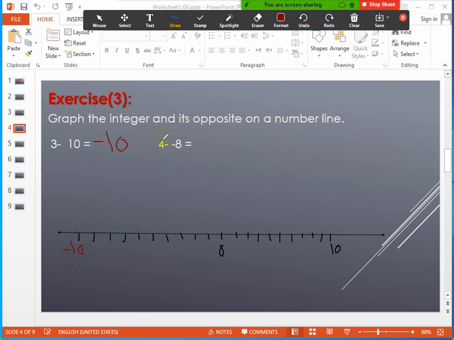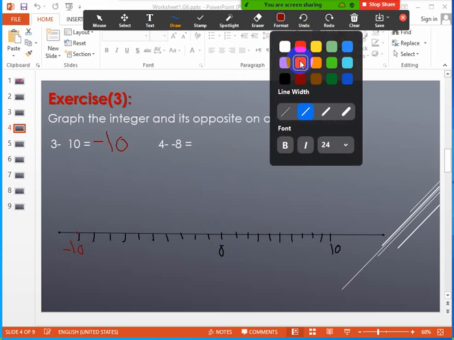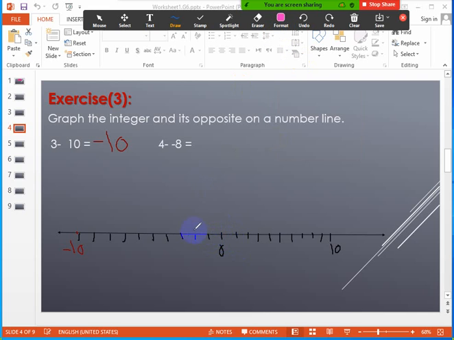So I want here to locate -8. Negative 8 is a negative integer, so it will be on the left side of 0. So I will draw it here. 1, -1, -2, -3, -4, -5, -6, -7, -8. This is -8.